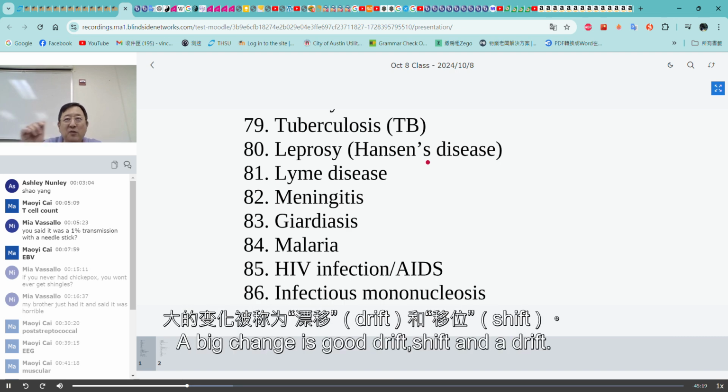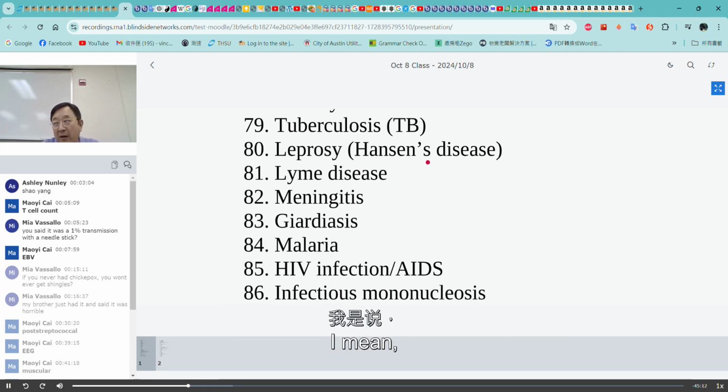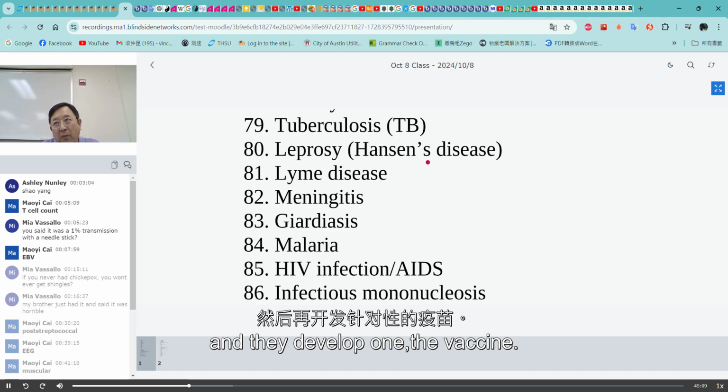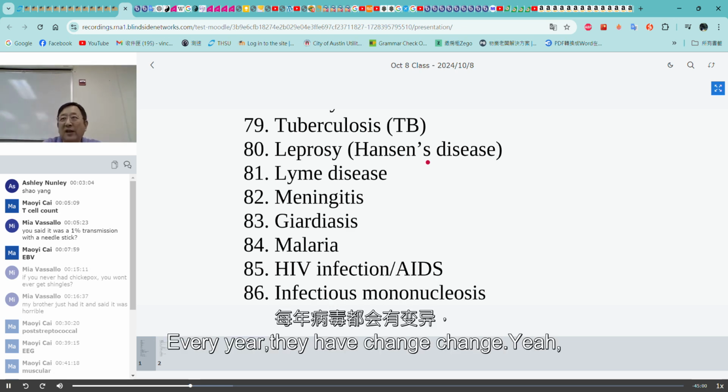A big change is called drift. So every year you have different strains of flu viruses, and based on those particular strains they develop the vaccine to help you. Every year it is different, every year they have a change.